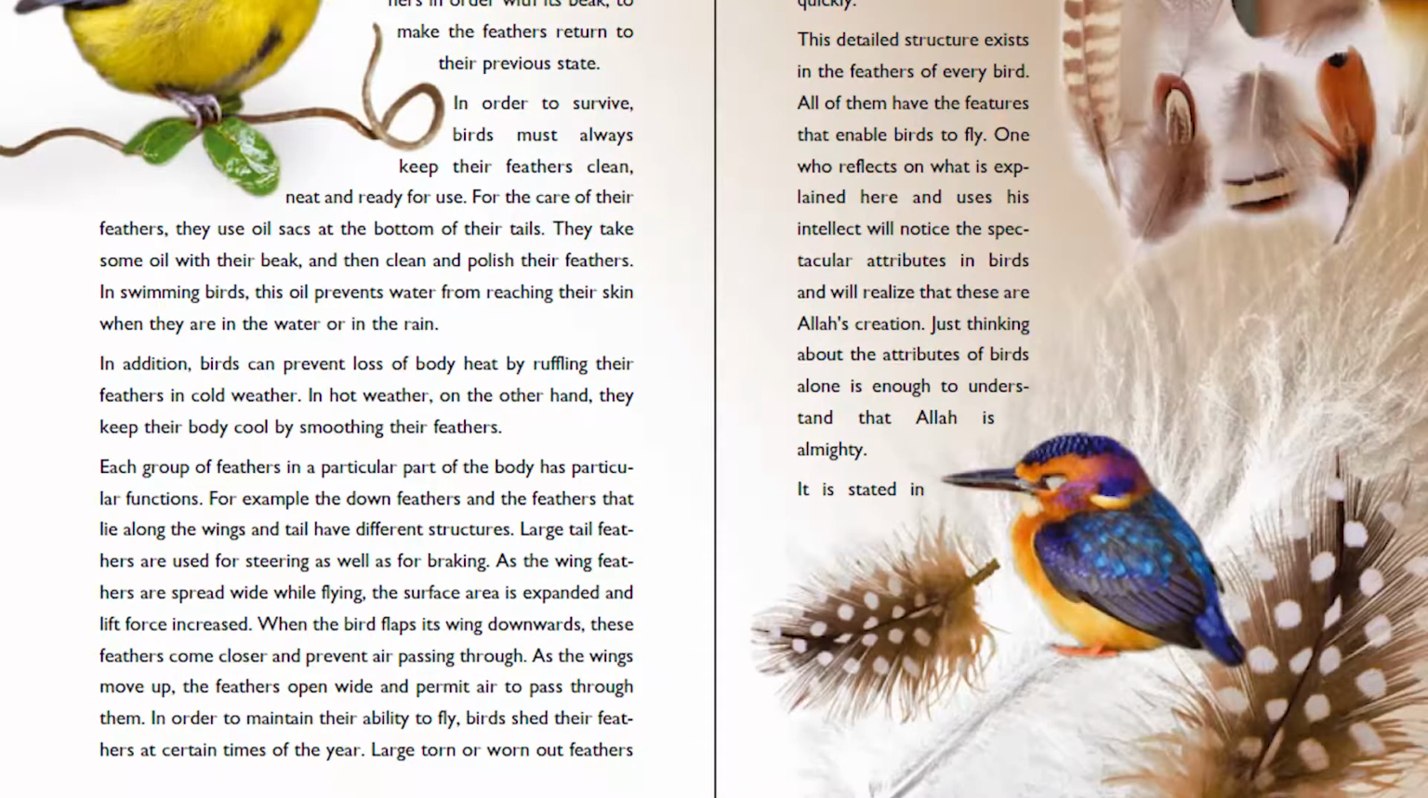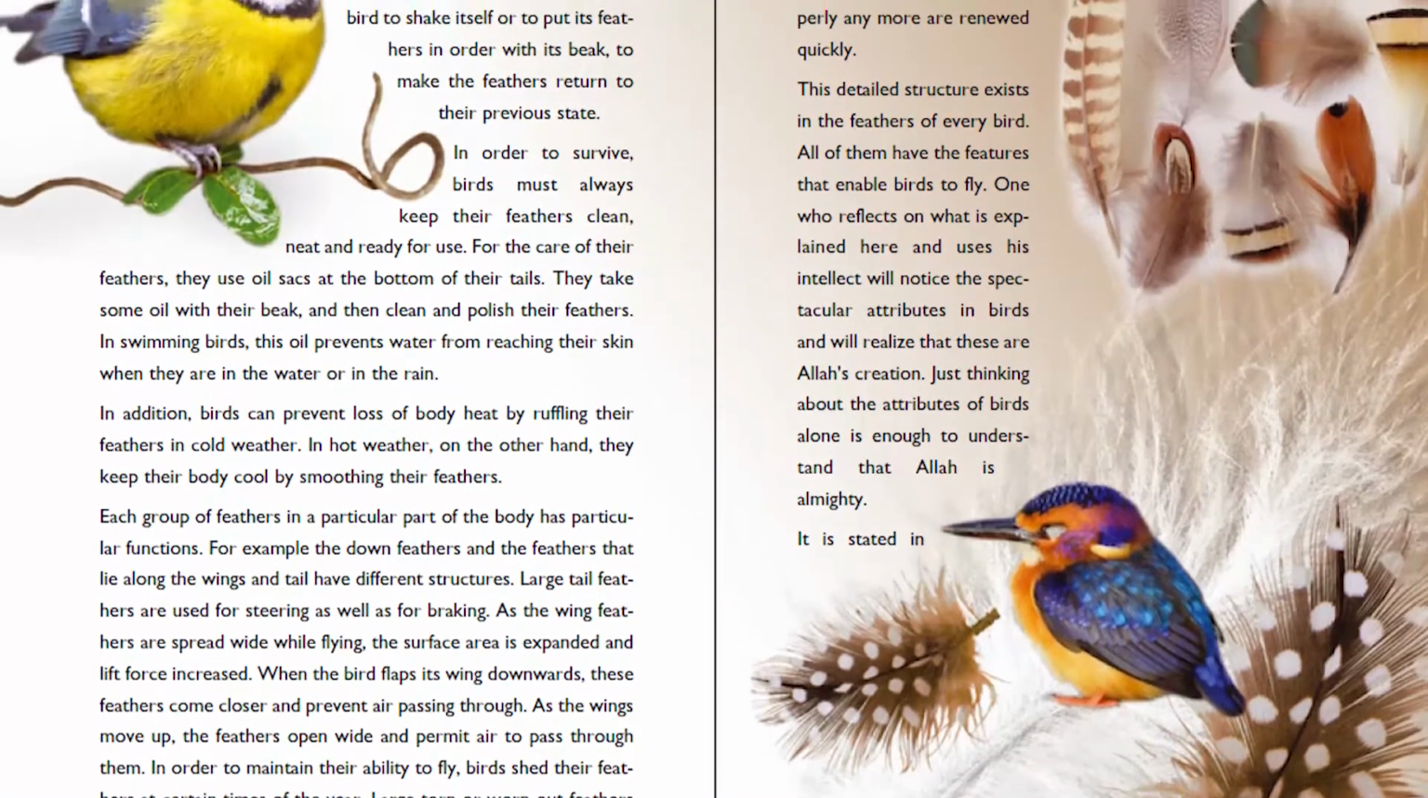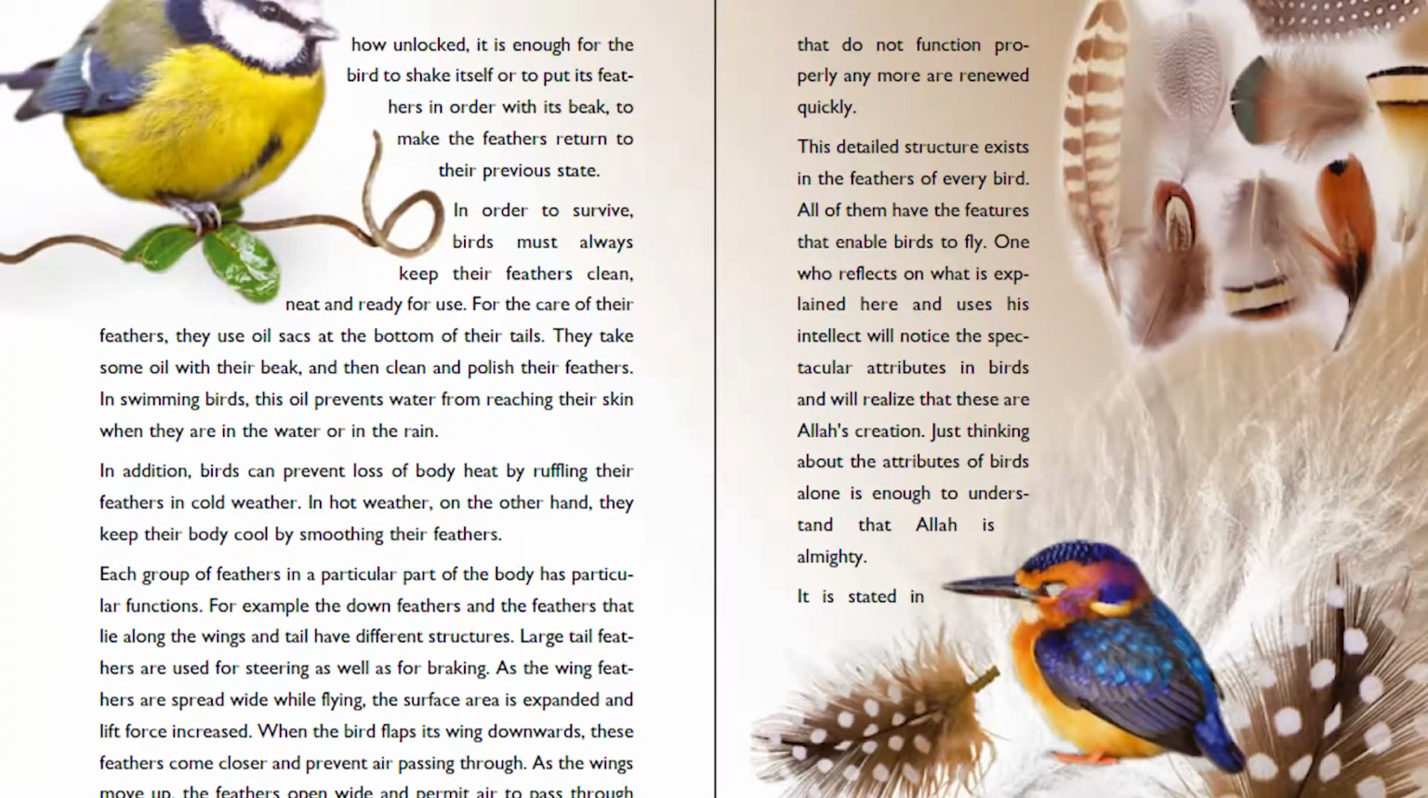In order to maintain their ability to fly, birds shed their feathers at certain times of the year. Large torn or worn-out feathers that do not function properly anymore are renewed quickly. This detailed structure exists in the feathers of every bird. All of them have the features that enable birds to fly.